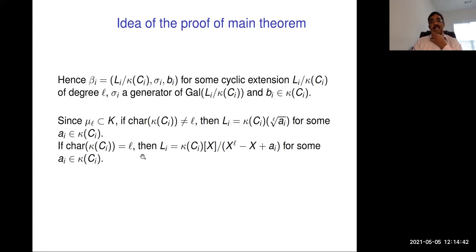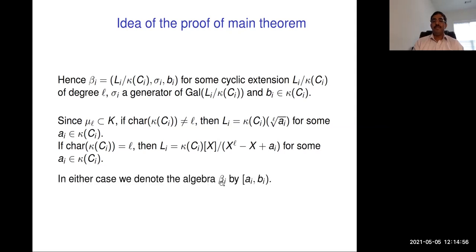And if the characteristic is l, because this is a cyclic extension of degree l, it's given by some Artin-Schreier extension. So it's of the form kappa(C_i)[x], x^l minus x plus a, for some a. So in either case, we denote this beta_i by this algebra [a, b_i]. Though we have put a different, square bracket here, instead of a round bracket. In the characteristic not equal to l case, this is the usual round bracket (a, b_i), the usual cyclic algebra. And in the characteristic l case, this cyclic extension is given by this Artin-Schreier extension.